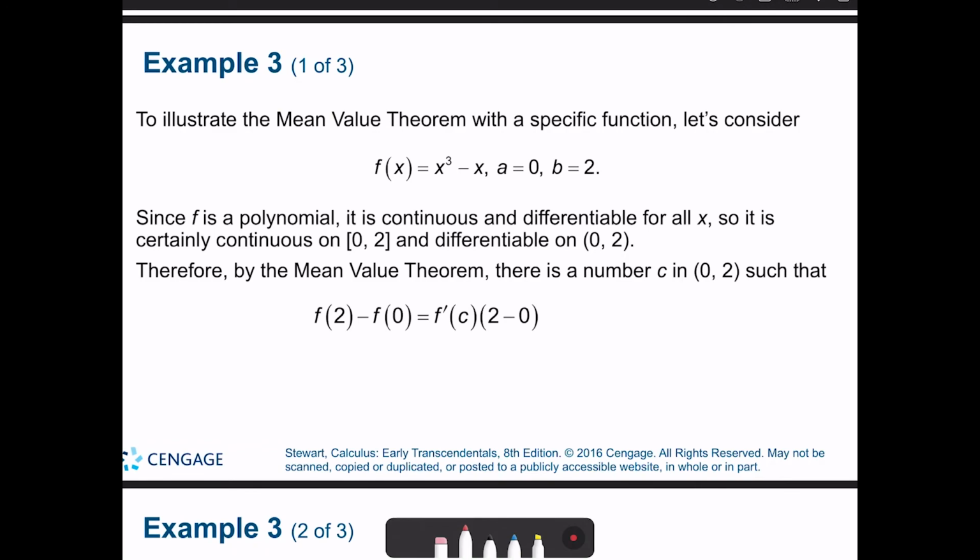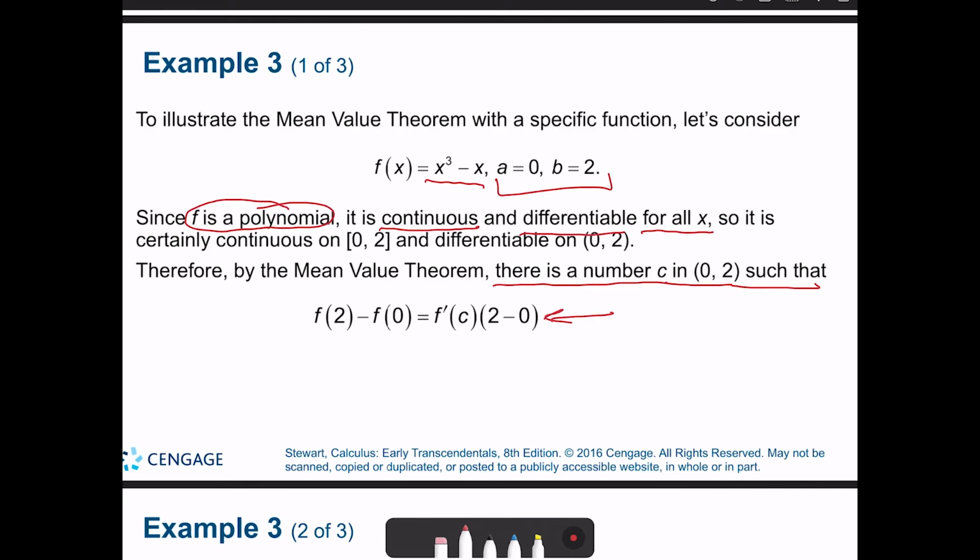Here we're illustrating the mean value theorem with a specific function. So we've got a third degree polynomial, x to the third minus x. Here's the interval, it's going from 0 to 2. This function's a polynomial, which guarantees that it's going to be continuous and differentiable, not just on the interval, but for all x values. That's nice. So we've satisfied the two conditions of the mean value theorem, which means that there is a number c on that interval such that, and here they're using the second version of that equation.